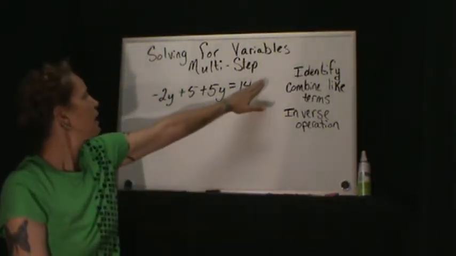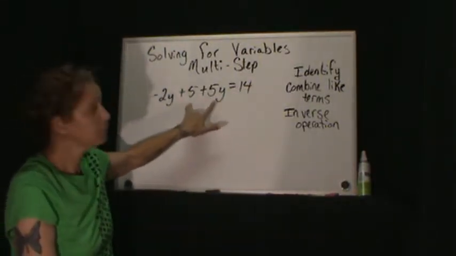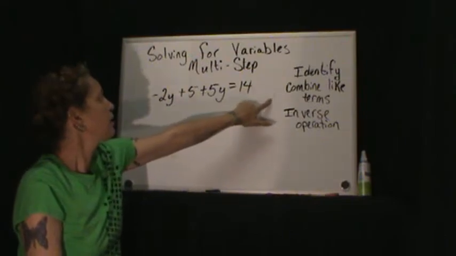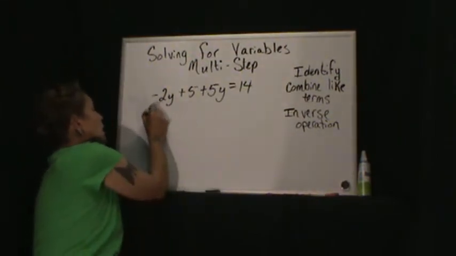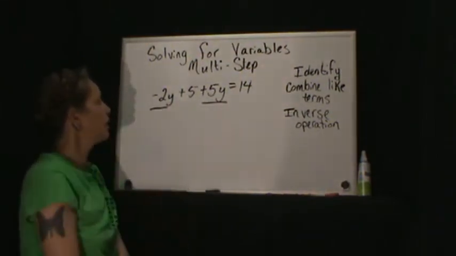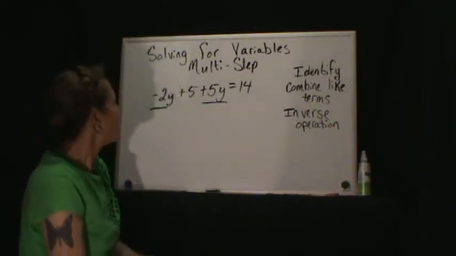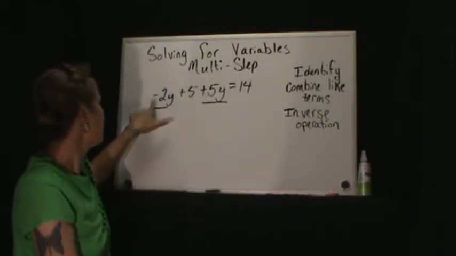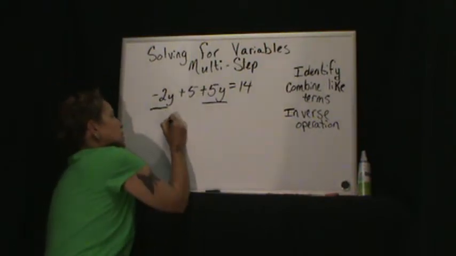Okay. This time our variable is y. And then we're going to combine our like terms. Our like terms are 2y's. So we have negative 2y and a positive 5y. So 5y's minus 2y's is 3y's.